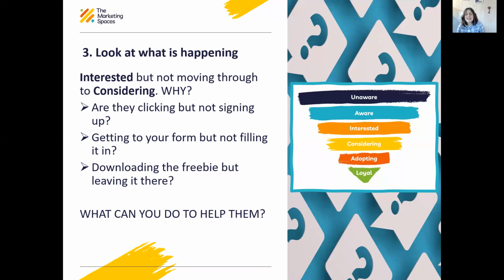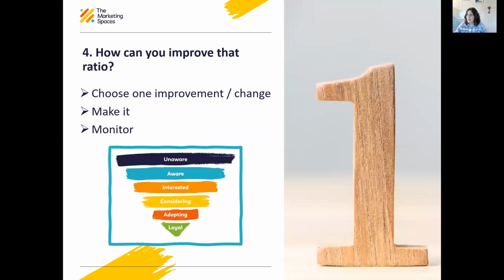So really dig into those numbers, look at the data you have. And if you don't understand, do some research. Go out and talk to these people, ask them. So what you can then do is, how can you improve that ratio? And I would recommend choose one improvement or change. The reason is that you need to see if that is what is making a difference. So make it and monitor it. General questions I ask are, is the form too cumbersome? Are people getting to your form and not filling it in?